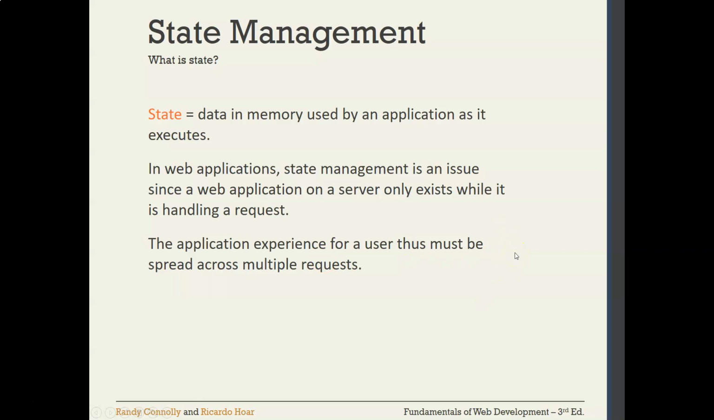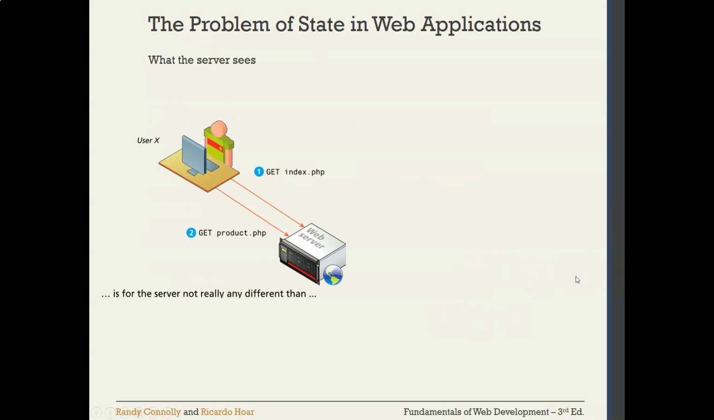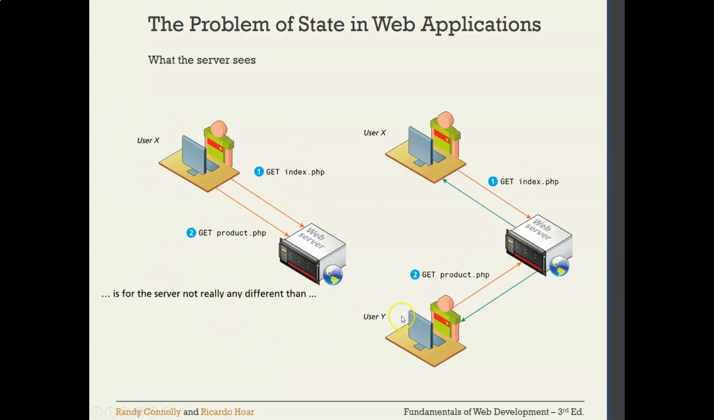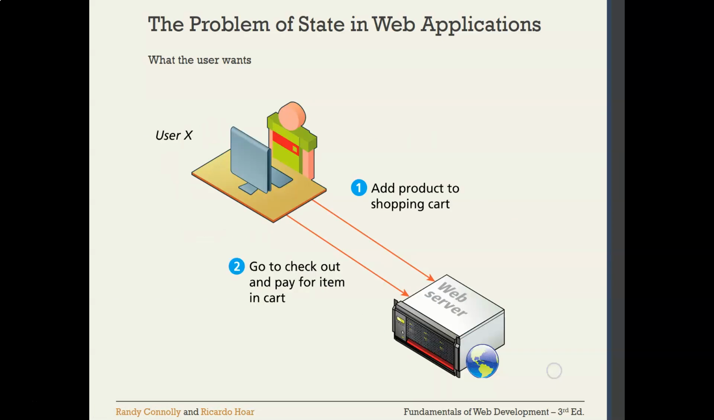Let's take a look at this last point. The application experience for a user must be spread across multiple requests in a web application. Let's see what that actually means in principle. A web server gets requests. It deals with requests. So in some ways, from a web server's perspective, two requests from one user is really no different than getting those two requests from two different users. There's no real difference as far as the web server is concerned. But that's a real problem because what the user wants is for the server to know that these two requests are coming from the same user. So how do we do this?